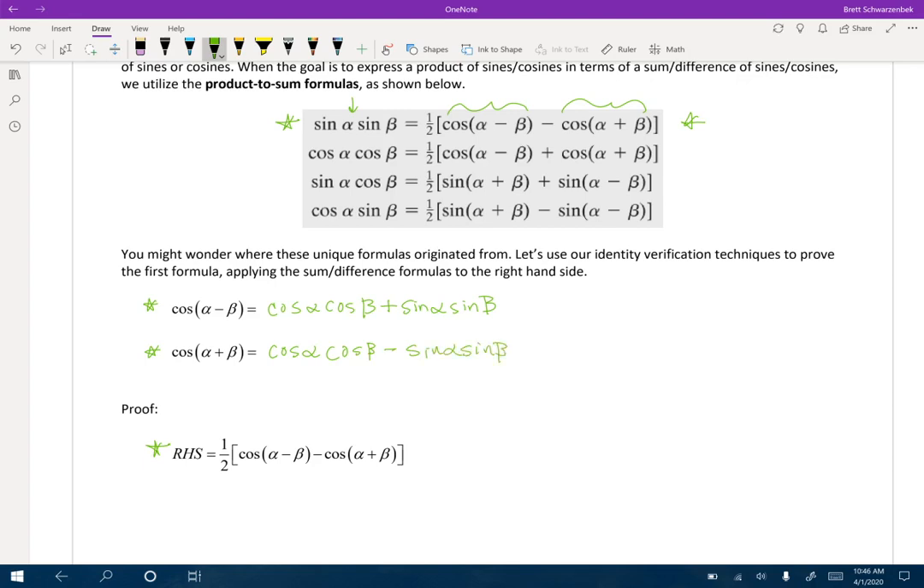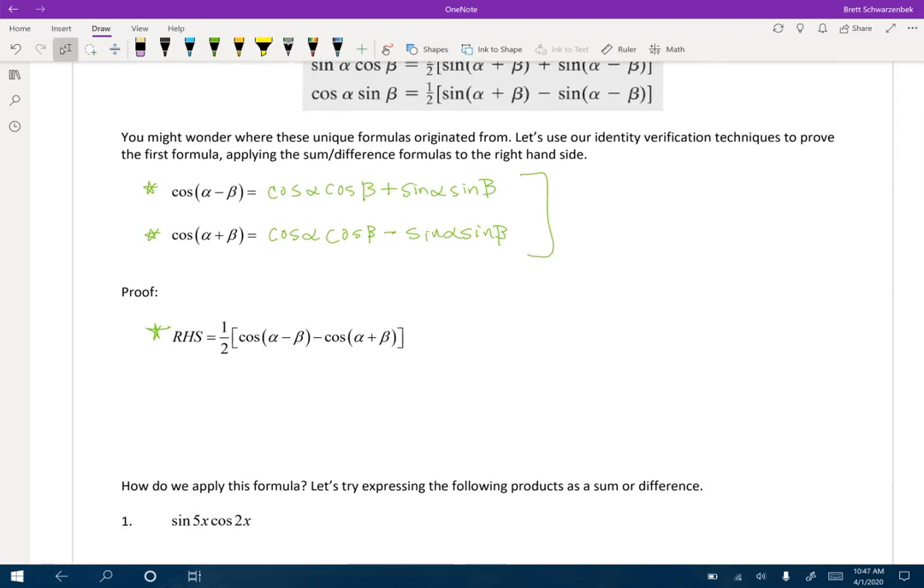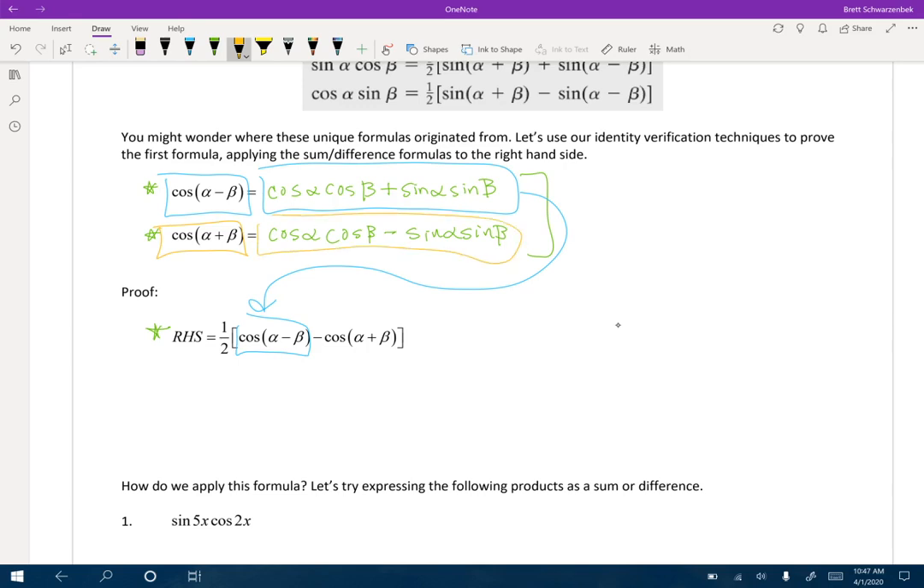Okay, so we already know this is true from previous sections, so let's use that to prove this formula. So all I'm going to do is I'm going to take, since cosine of alpha minus beta is right here, I'm going to take what's on the right side and I am going to put it there, right? Same thing with the bottom formula. Since I have cosine of alpha plus beta is equal to this, I'm going to take this and put it there. So let's go ahead and do so.